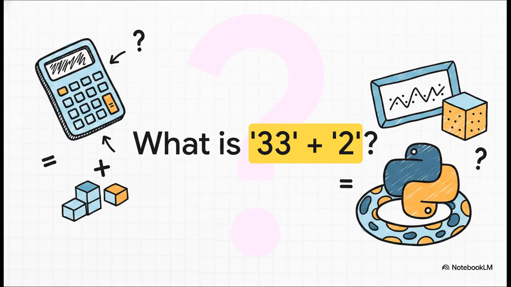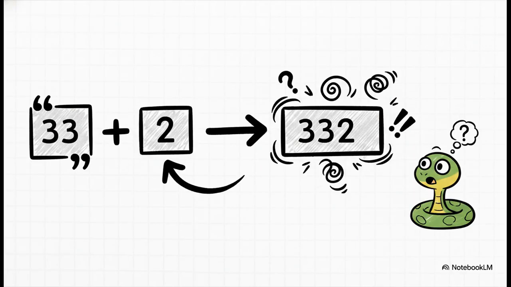What do you get when you add 33 and 2? Easy, right? Any calculator could handle that in a split second. Well, what if I told you that a computer running a Python program might spit out this answer? 332. That seems totally wrong, doesn't it? But here's the thing. It's not a bug. And figuring out why this happens is the secret to understanding how programming really works.